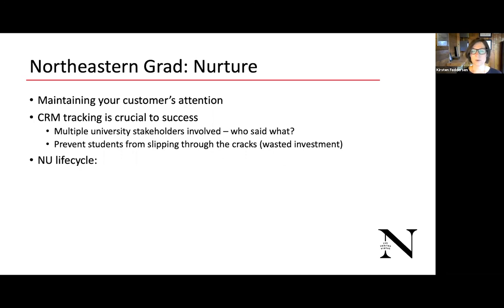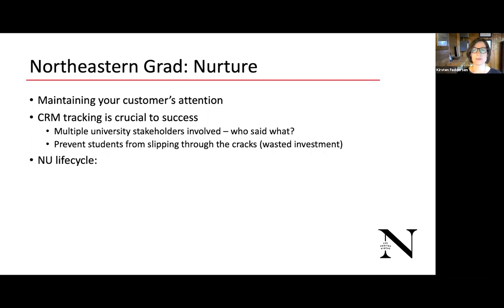There are, throughout the student journey through the system, many university stakeholders involved. And so what will often happen for us is a student will get in touch and say, well, I talked to one of your colleagues, or I talked to somebody who sent me an email, or maybe I talked to them on the phone, and it becomes a lot of this he said, she said, and a game of telephone.